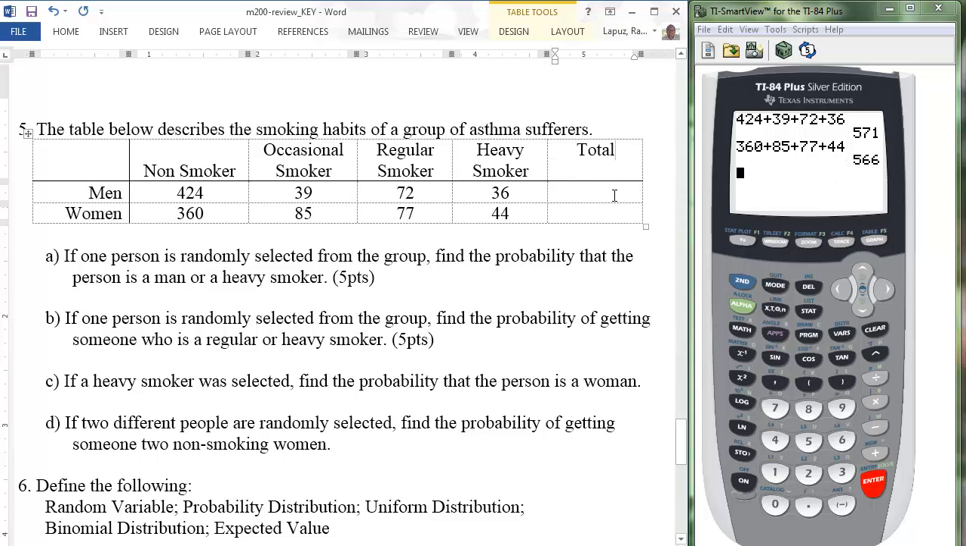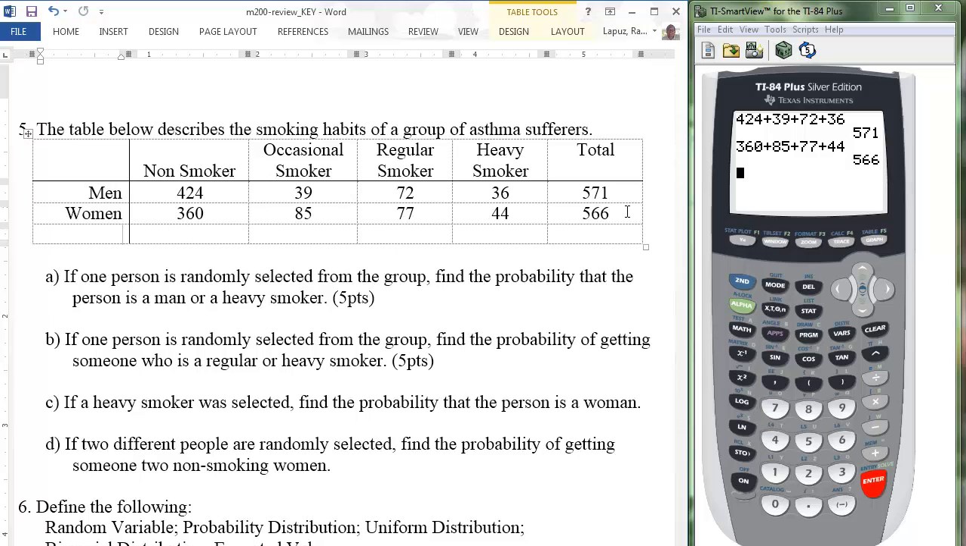So the row totals, I added the rows up here: 571 and 566. And then if I add these two things, let's see, 571 plus 566 is 1137.